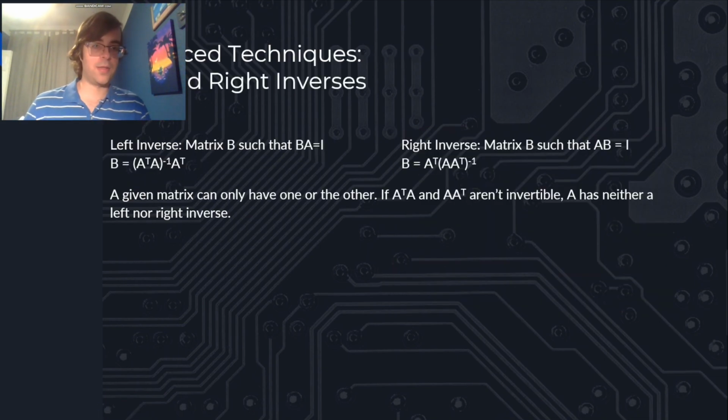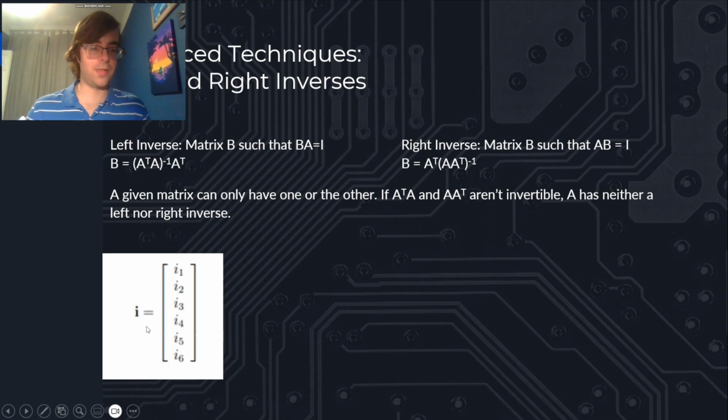Keep in mind that a given matrix can only have either a left or a right inverse if it's not square and not invertible. But if both the transpose of A times A and A times the transpose of A are not invertible, then this matrix will have neither a left nor a right inverse.